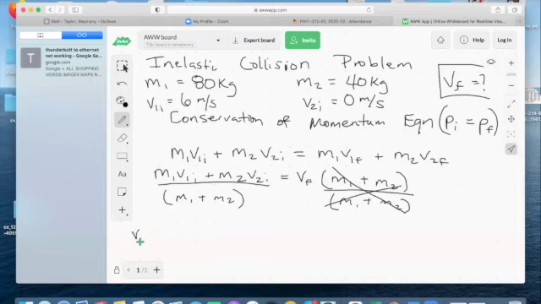So let's go ahead and plug all of this in. So let's come down here. V final is equal to, all right, let's start plugging everything in. Mass of the grandma is 80 kilograms.